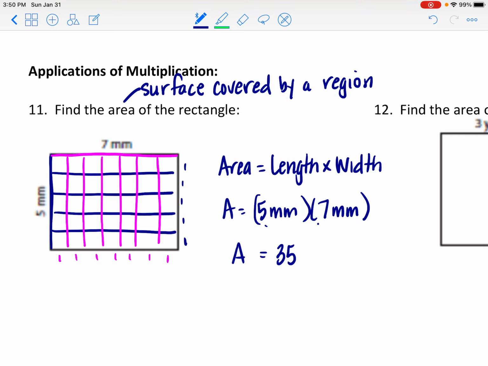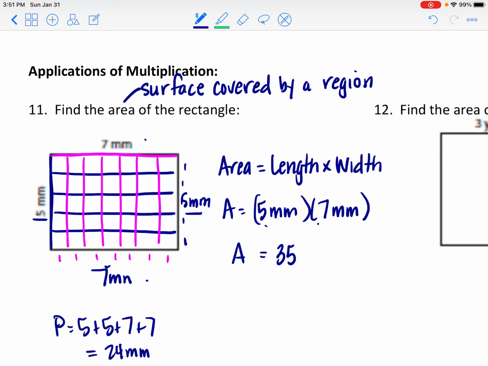So if I wanted to find the perimeter, there's 7 millimeters here, there's 5 millimeters here, because these two sides would be the same length. There'd be 7 millimeters here because these two sides would be the same length. So if I found the perimeter, I would be adding 5 and 5 and 7 and 7, and I would have 24 millimeters all the way around. So our units are whatever we started with. Whereas here, if I am multiplying millimeters times millimeters, I get square millimeters.